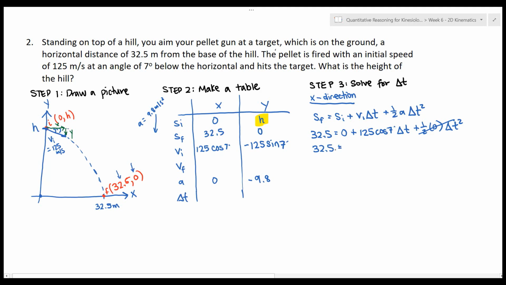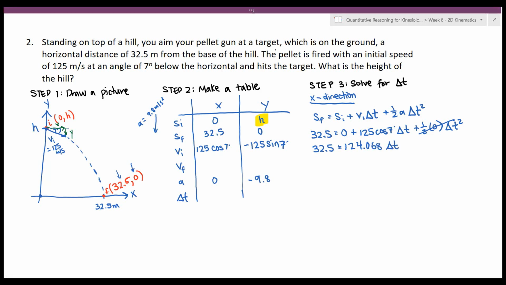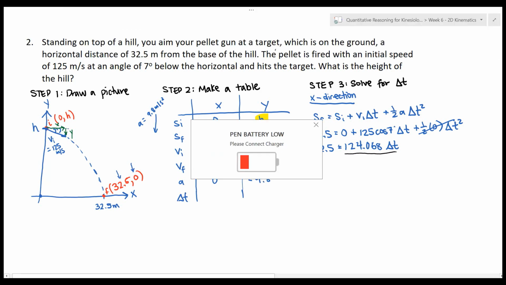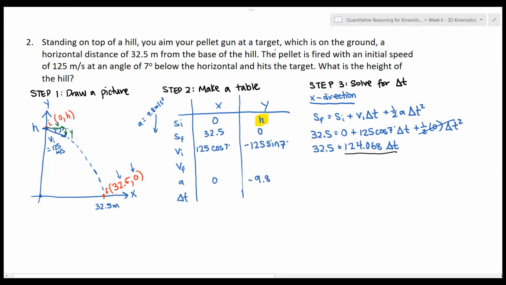32.5 equals 125 cos 7. I'm just going to type that onto my calculator, and I get 124.068 delta t. Now I'm going to divide both sides by 124.068.